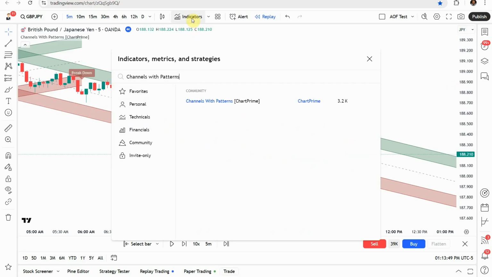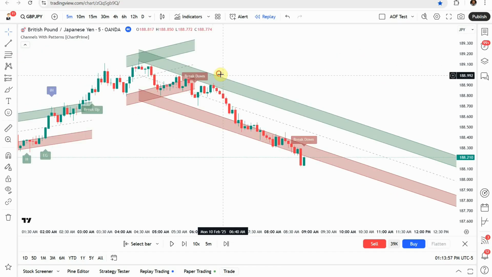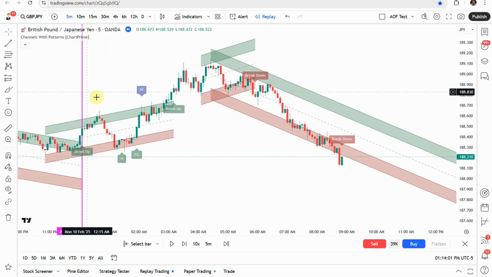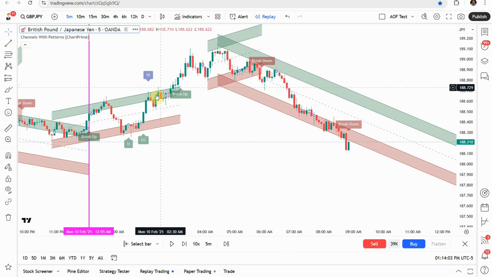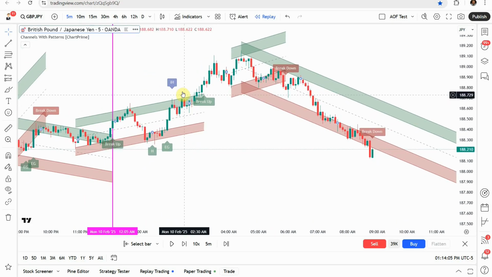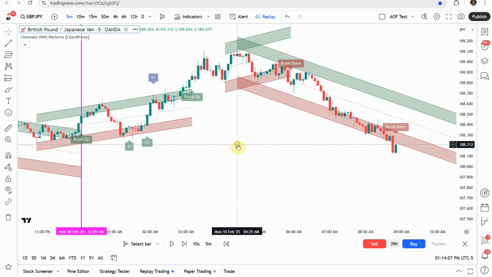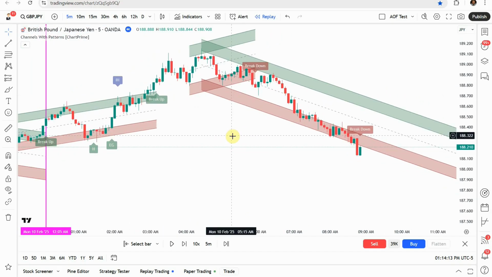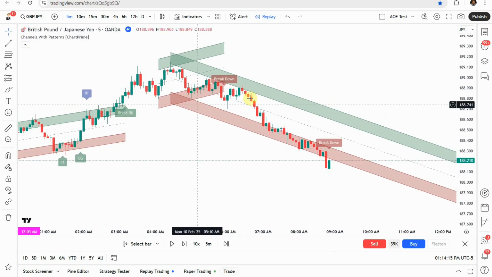And so the indicator we have on screen is the channels with patterns indicator, this one right here. Go ahead and add that to the screen, and we'll keep everything on the default settings. And so basically what we have is, if I scroll back just a little bit here, you can see that we have different patterns that are being tagged by this indicator. We also have these areas where it says break up and break down.